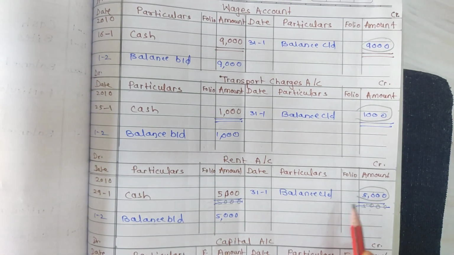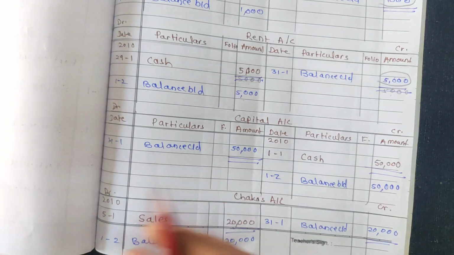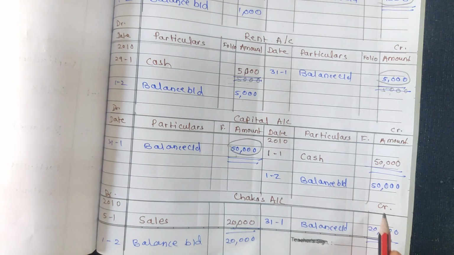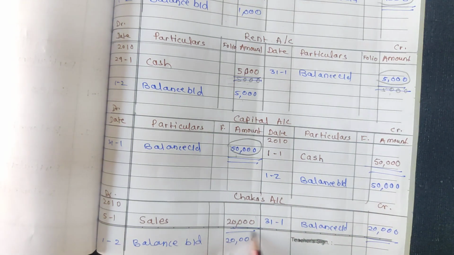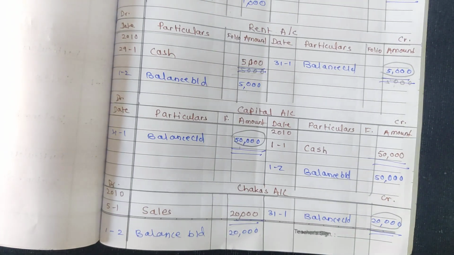Expenses always have a debit balance and income always has a credit balance. Now capital, this balance is known as a credit balance. Capital always has a credit balance. And Chaka's account, being a debtor, the balance is coming as a debit balance.